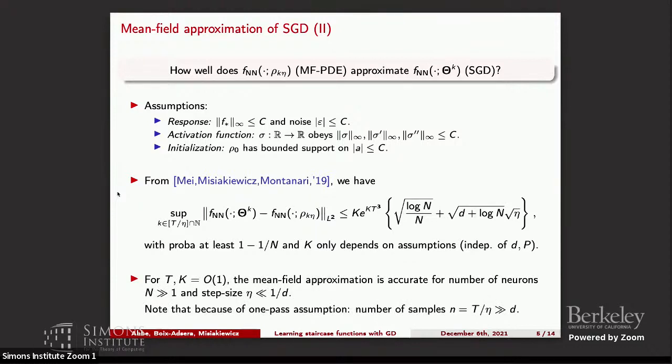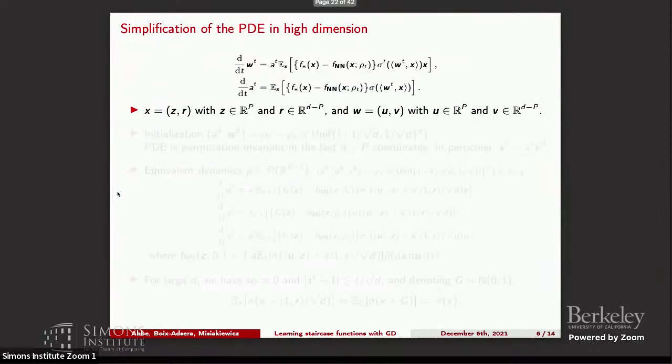Just another remark about this bound. If you consider T and K constant, the mean field approximation is accurate as long as the number of neurons is bigger than a constant and the step size is smaller than 1 over D. And note that because we have this one-pass assumption, the number of samples is just T over eta. So the number of samples just needs to be bigger than a constant times D. Okay. So far, I didn't use anything about F star.